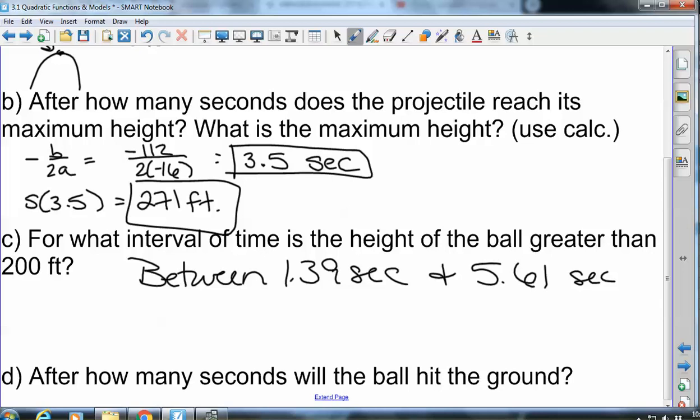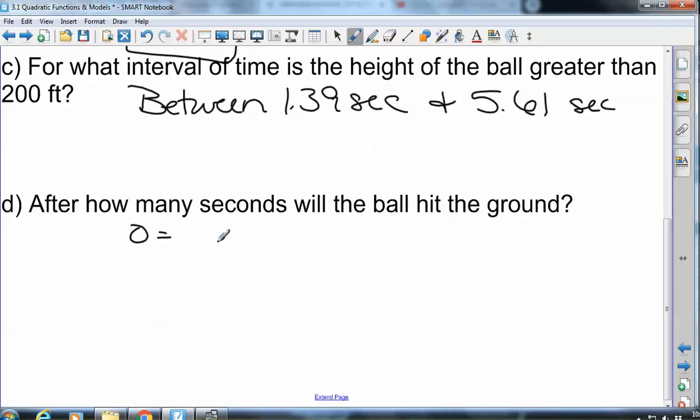Yeah, so just hit enter, enter. Okay. Part D. After how many seconds will it hit the ground? So if it hits the ground, what's your height? 0. So we have two options. We could work this out by hand.